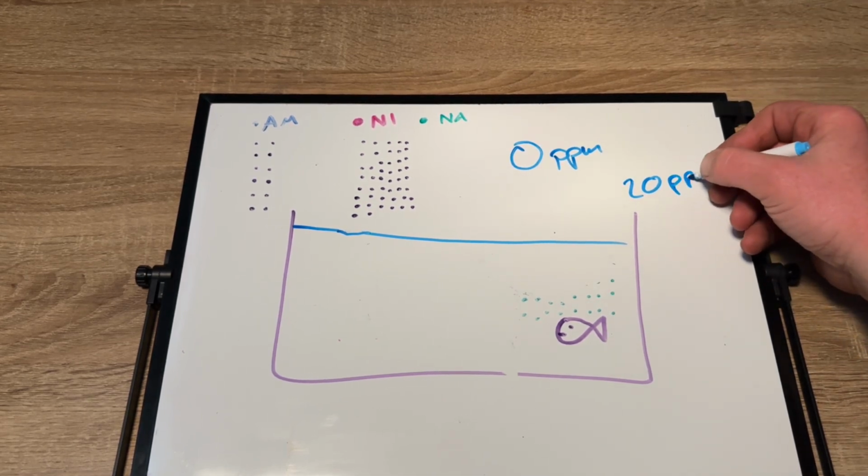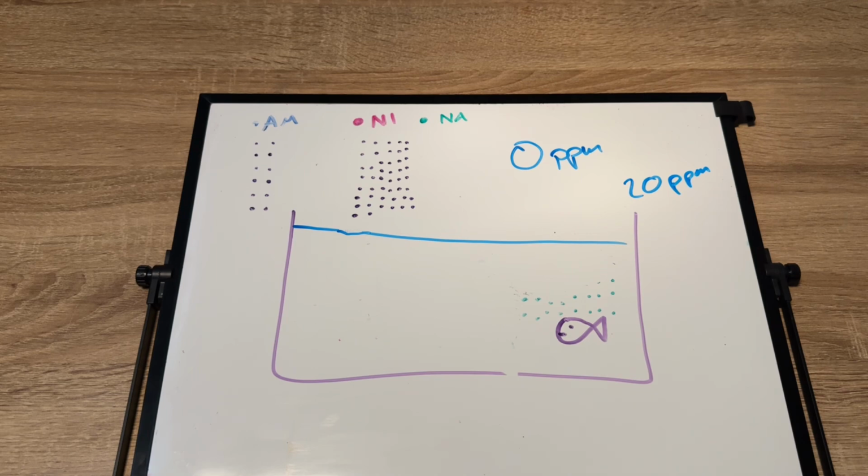20 parts per million is a number that gets bandied around on the internet quite a lot. And what you'll find is that if you ask the question, when should I be doing a water change? A lot of people will say at 20 parts per million. The reality is those people are very unlikely to be changing water at 20 parts per million.